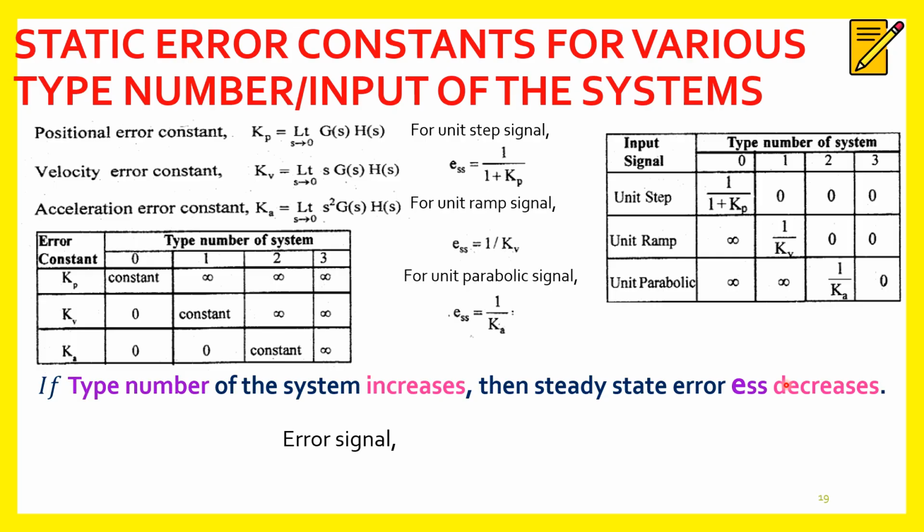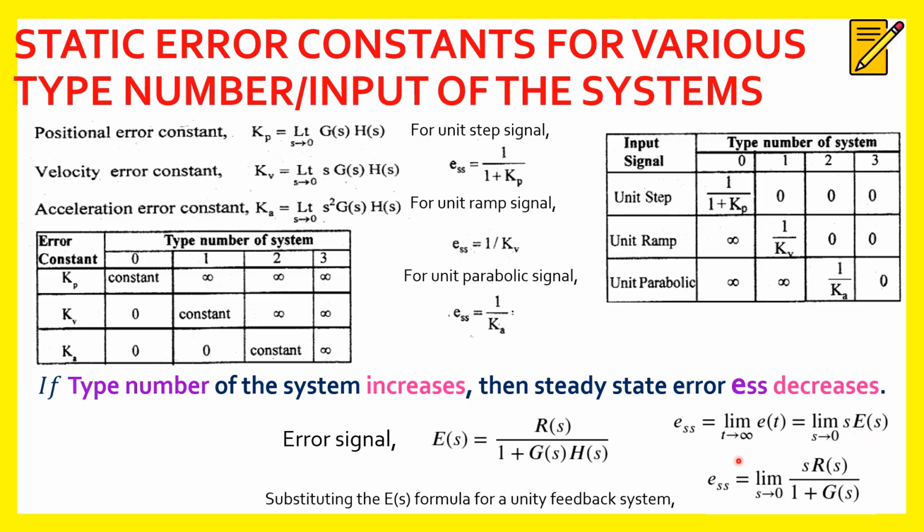So we calculated ESS. The other formula of the error signal in S domain is E of S is equal to R of S divided by 1 plus G of S, H of S. And from the final value theorem, we can write ESS as limit t tends to infinity, E of t, which is equal to limit S tends to 0, S into E of S. So we can substitute E of S from the formula.